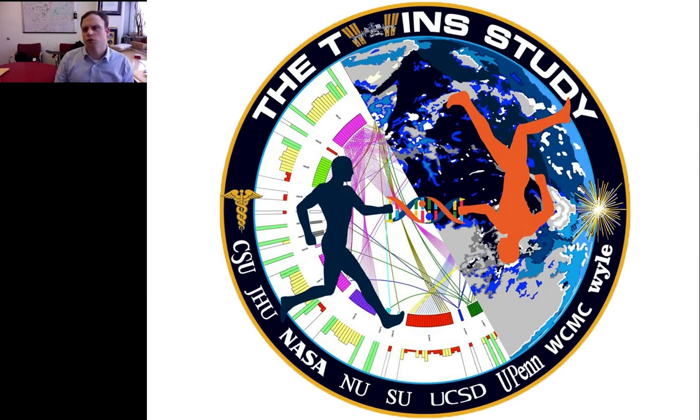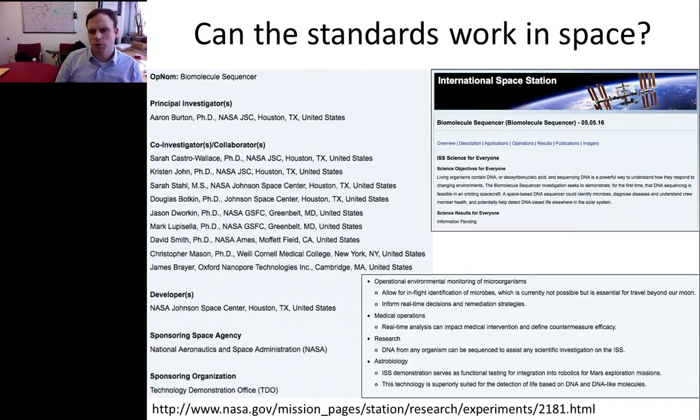And so a lot of these results are embargoed until a few weeks from now, but there'll be more data coming out soon once the papers come out. But we do see some changes in space, as you can imagine, in the microbiome. But one thing that we've just published that I'm happy to tell you about today is a lot of work we did with Aaron Burton and Sarah Castro-Wallace at JSC, Johnson Space Center, and others at NASA to think, well, could we sequence in space, and could we get these standards to work in space?